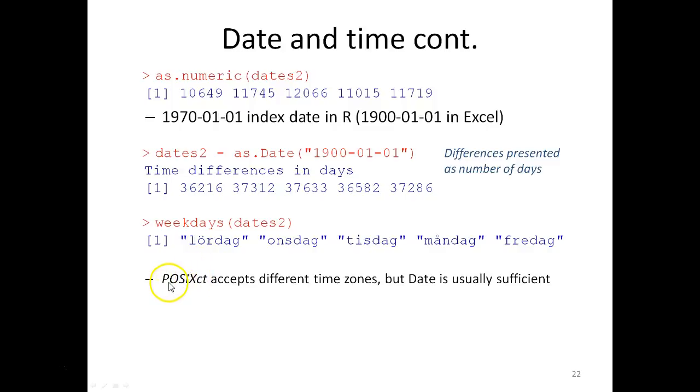And another possibility is to use something called POSIXct. It's a date format that accepts not only date and time, but it also deals with time zones if you have data containing time zones. But usually date is actually sufficient.